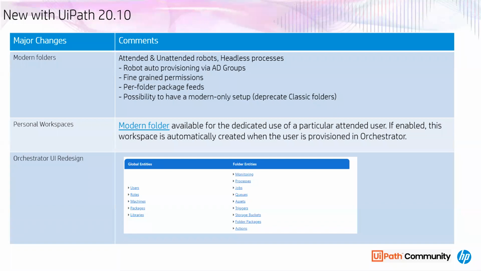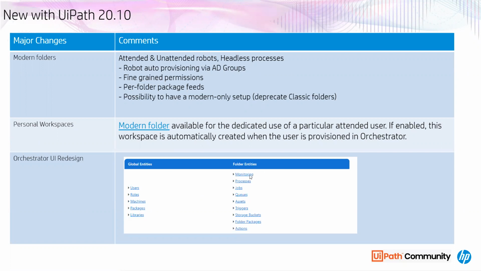You see it is tenant level and also folder level. It is well organized now. There are certain things managed at a global level, which is the tenant level, and certain structures managed at folder level. Suppose we create a folder, whether it is a classic folder or a modern folder, it will be managed at folder level. Certain entities, for example user, role, machine, package, and library, are globally managed, and at folder level it goes for monitoring, process, job, queues, asset, and so on. One key difference you can see is that there is no package at folder level. That is always at tenant level.